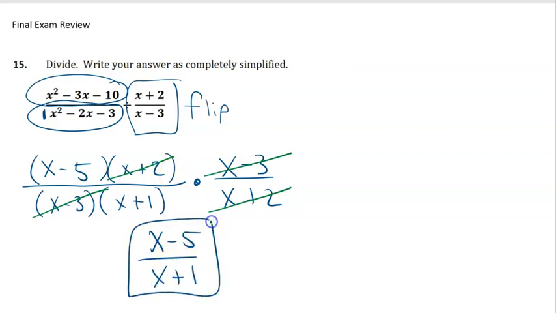Notice there really was actually no division that we did at all. We factored and we canceled common factors. Just remember, for a division problem, you must flip the fraction that's after the division sign.